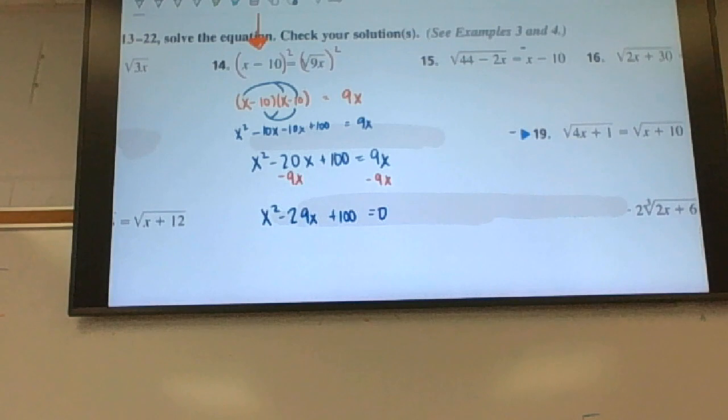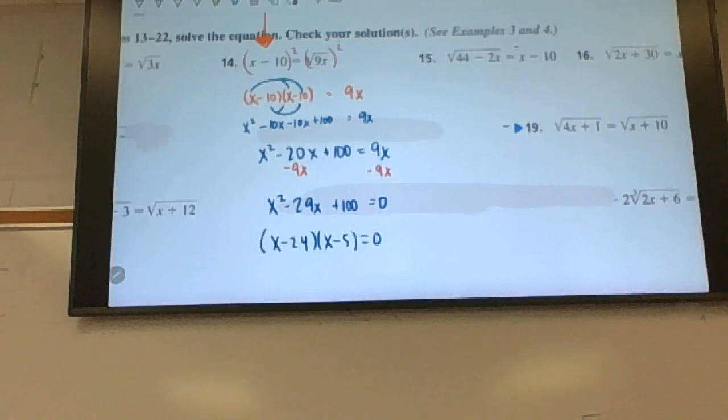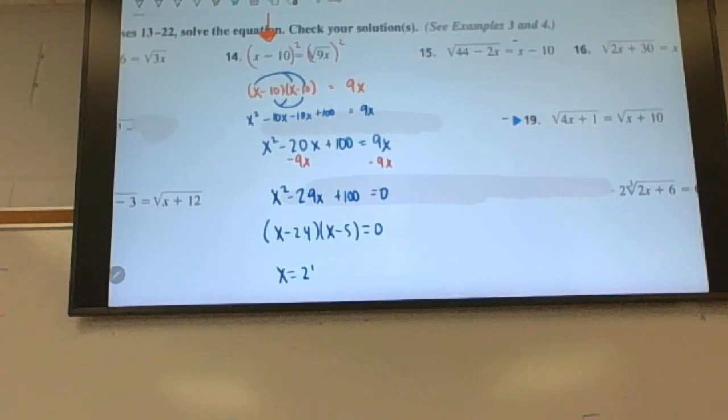Alright, I'm doing what multiplies to 100 and adds to negative 29. Okay, it's 25 and 4. I don't know what I just did.